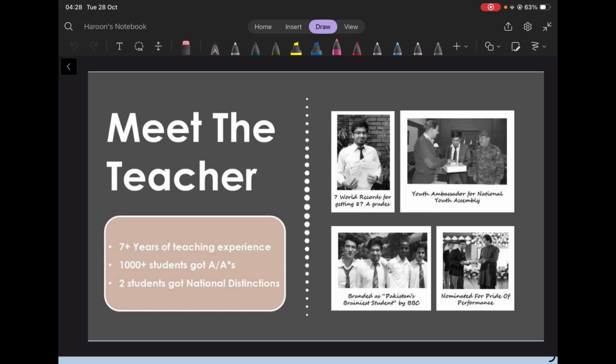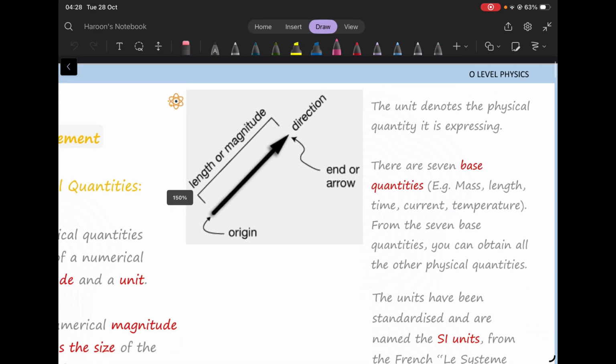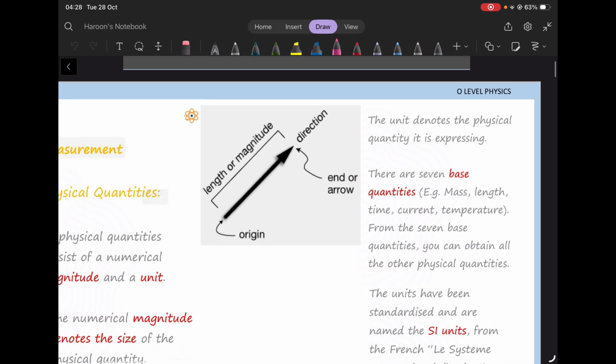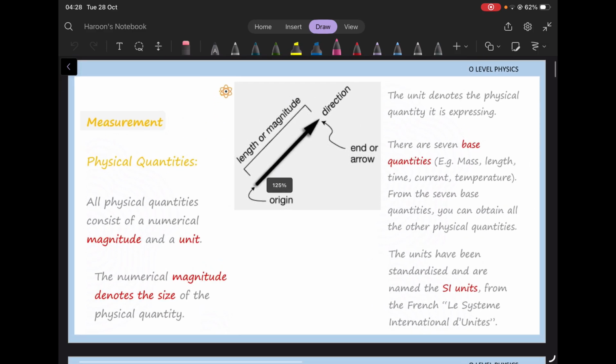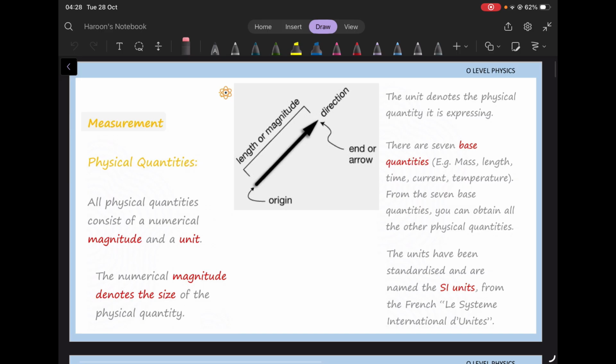Okay, so let us get started with the first chapter of physics. Measurements. We'll do the concepts first, and after that, we'll do past paper questions too. All physical quantities have two parts. One of them is magnitude, and the second one is the unit. What do we mean by magnitude?